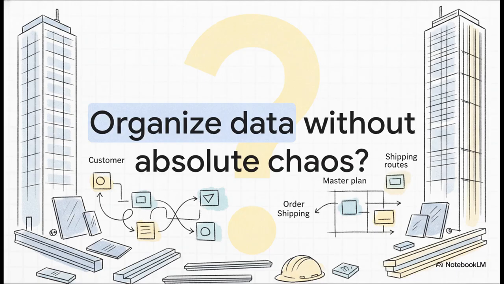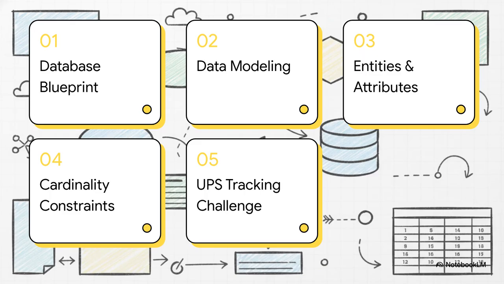When a company needs to organize, say, 1 million pieces of data, stuff like customer names, order histories, shipping routes, they absolutely need a master plan to ensure it doesn't just evolve into total chaos. Okay, let's dive into this. Here's our roadmap for today. We're going to start with the database blueprint, move right into data modeling, and then break down entities and attributes. After that, we'll get a handle on cardinality constraints before bringing it all together with a real-world UPS tracking challenge.